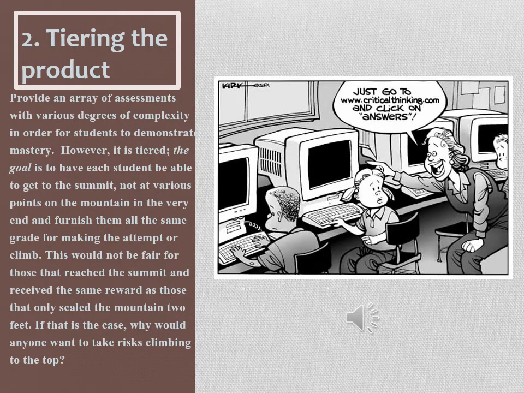Second is tiering the product. Provide an array of assessments with various degrees of complexity in order for students to demonstrate mastery. However, it is tiered. The goal is to have each student be able to get to the summit, not at various points on the mountain in the very end, and furnish them all the same grade for making the attempt or climb. This would not be fair for those that reach the summit and receive the same reward as those that only scaled the mountain 2 feet. If that is the case, why would anyone want to take risks climbing to the top?